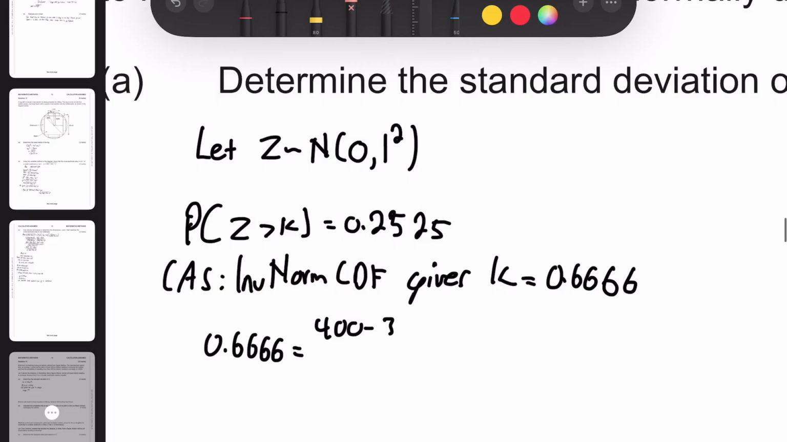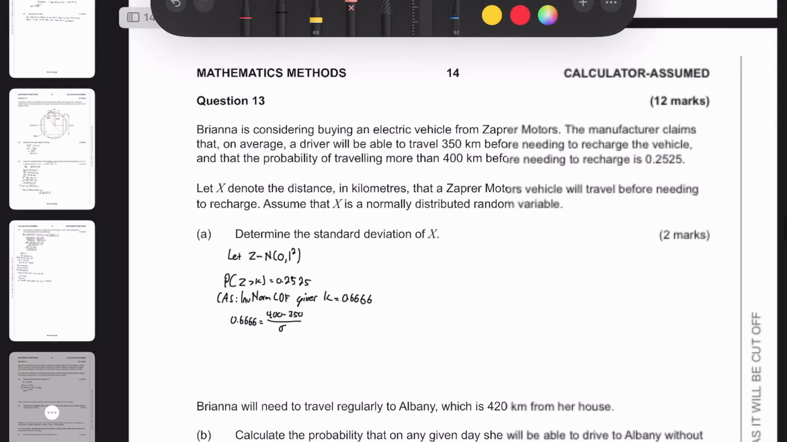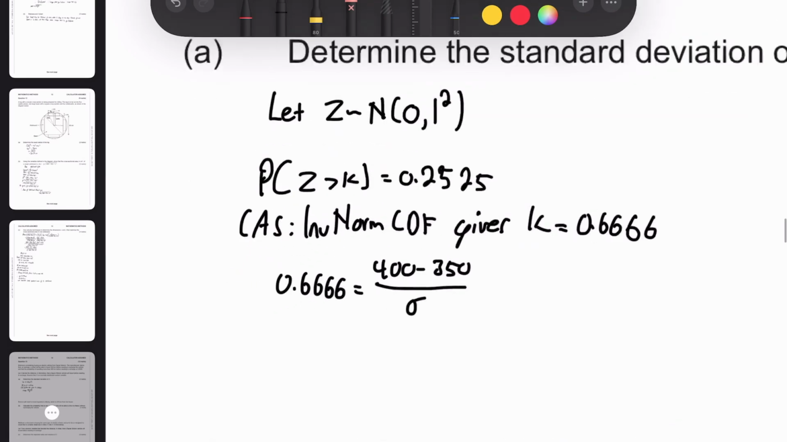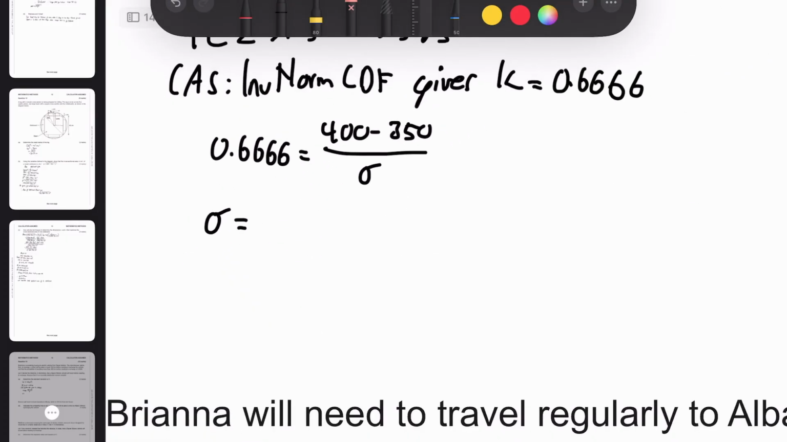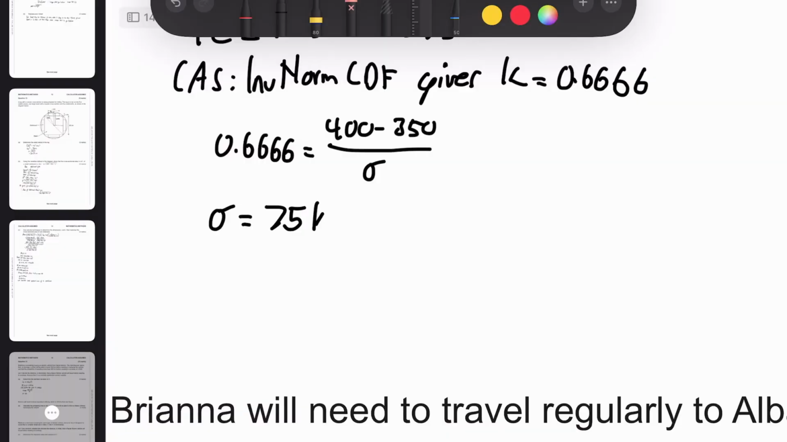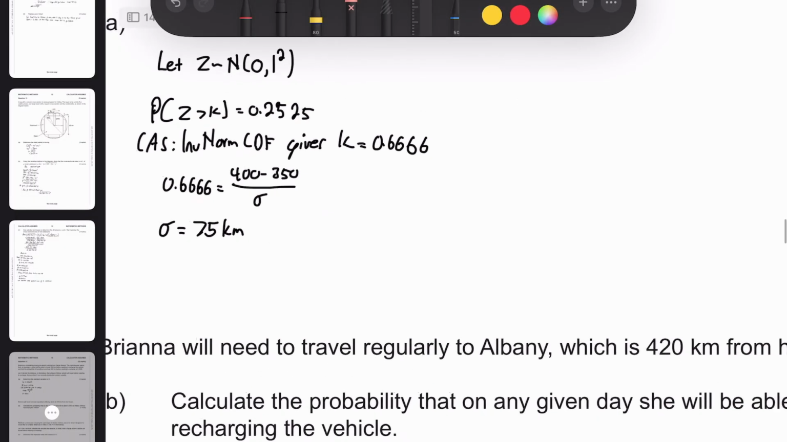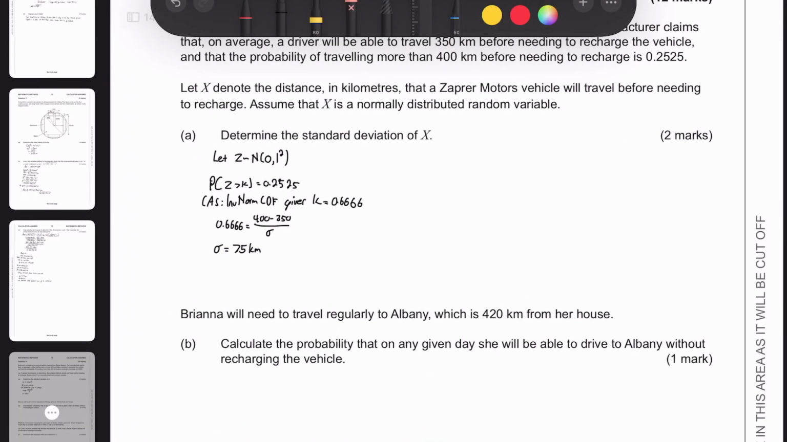So then from here we can just find that the standard deviation is going to be 400 minus 350 divided by 0.6666. So the standard deviation is 75. There's a few more decimal places, but I assume it's just because I didn't use the exact value for the standard deviation. Brianna will need to travel regularly to Albany, which is 420 kilometers away from her house. Calculate the probability that on any given day she is able to drive to Albany without recharging the vehicle.